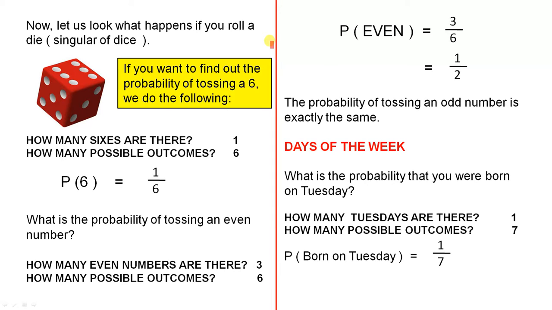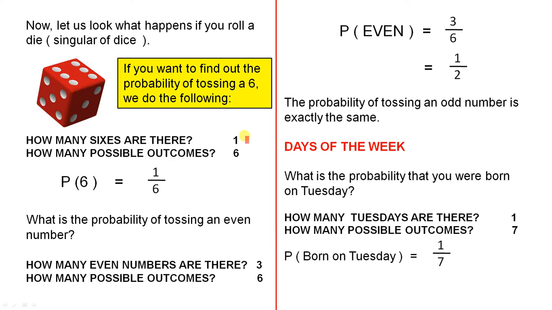Now, let us look what happens if you roll a die. That is the singular of dice. So DIE means there's only one of them. DICE means there are 2, 3 or more. So if you want to find out the probability of tossing a 6, we do the following.